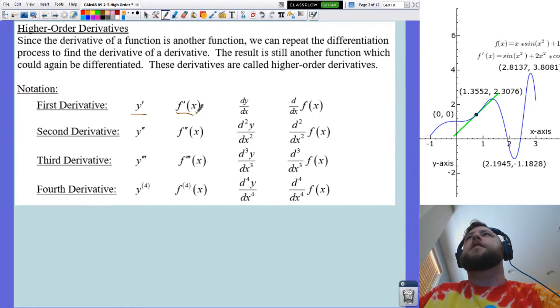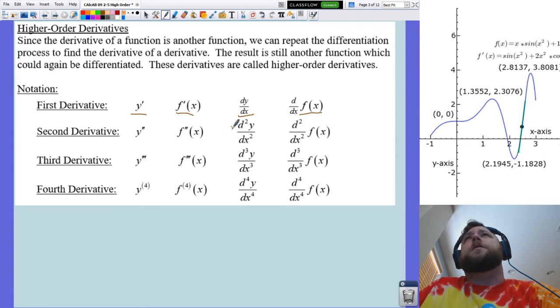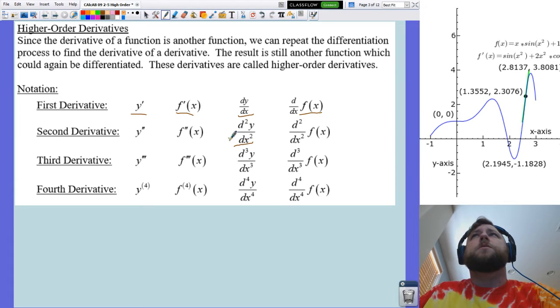We just went over this notation. First derivative, that's just the normal derivative. But if you do a second derivative, we write y double prime, f double prime. This d squared y over dx squared is also second derivative notation. I don't use this as much, but you should be comfortable with this notation.